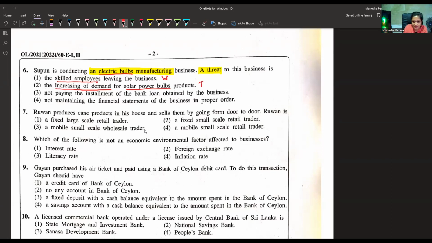Let's see. Not paying the installment of bank loan obtained by the business. Now, if the business doesn't pay the installment of the bank loan, it sounds like weakness. That means they don't have much money in the business. Like their financial strength is not good.